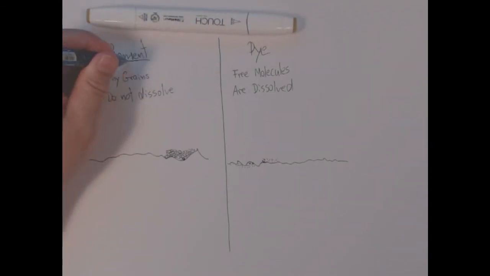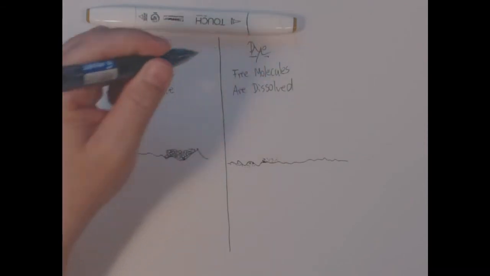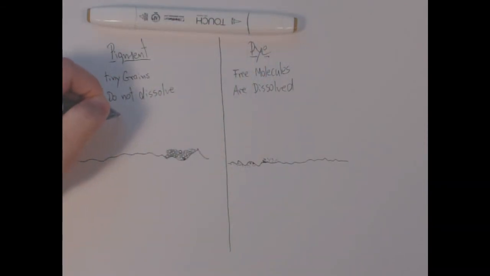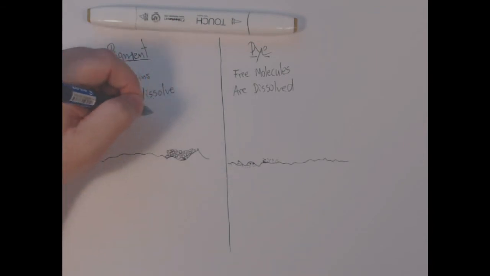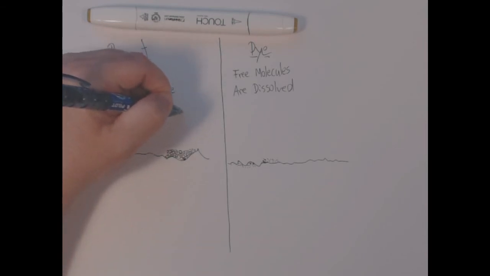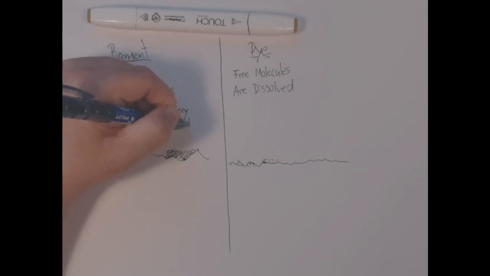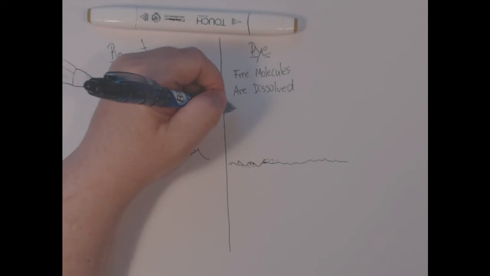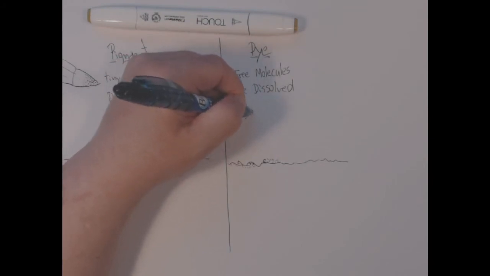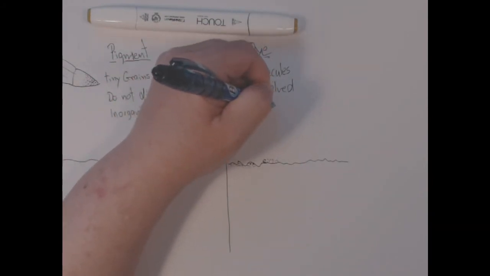Pigments tend to be inorganic. And this pretty much equals that they are not very reactable. Whereas most dyes are organic and they are highly reactable.